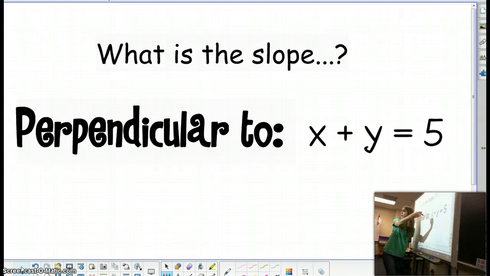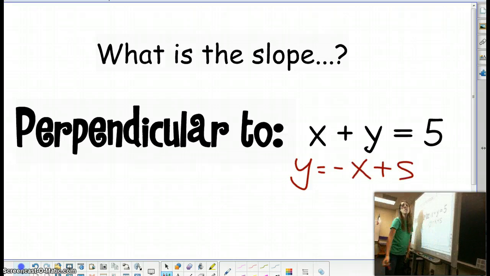Solve for y. How do I solve for y? Move over the x. Okay. So what's the slope of that line?